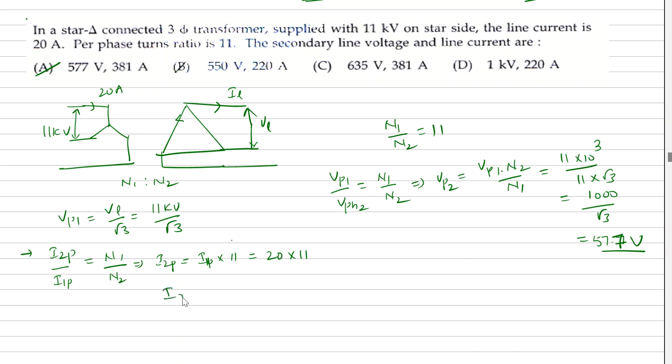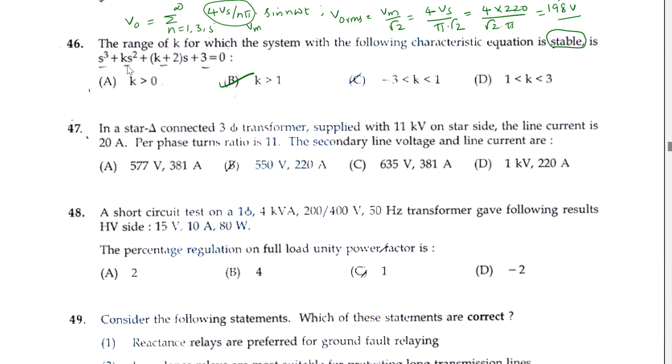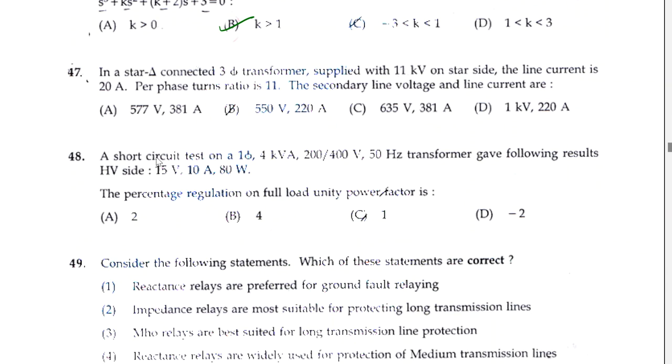Now what about the I2 line current? I2 line current is root 3 times 20 into 11, which is equal to 381 amperes. So A is the correct option for this question. We covered these two questions here. So the answer for this question will be 577 volts, 381 amperes.